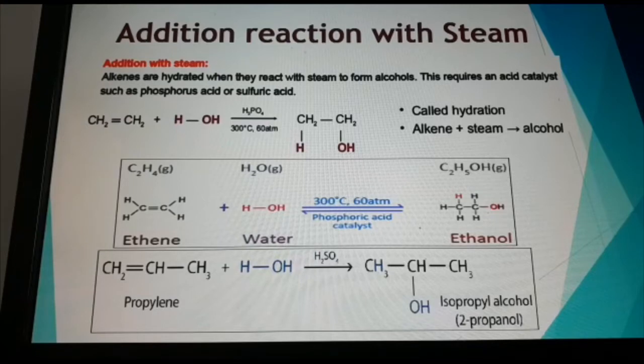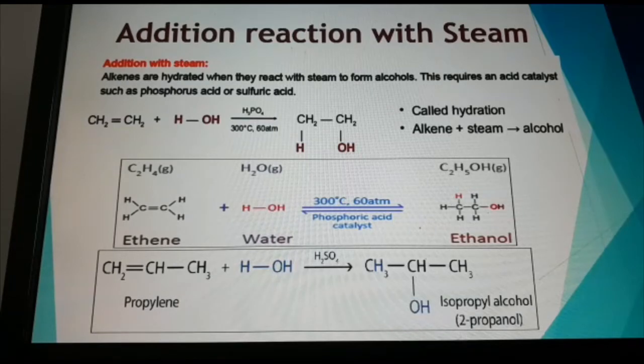But here, in the presence of an acid, water undergoes an electrophilic addition reaction with alkenes to produce alcohol. Here alkenes react with water, the product is alcohol. Ethene reacts with steam or water, forming ethanol. These are the examples I gave here. This reaction is called hydration. The main product of this hydration is alcohol.